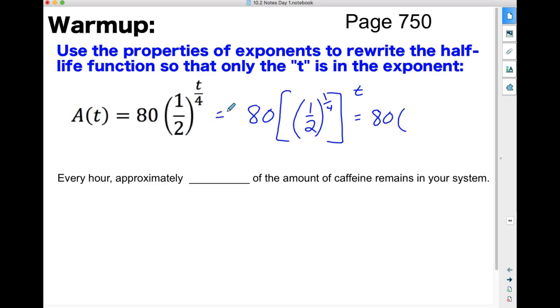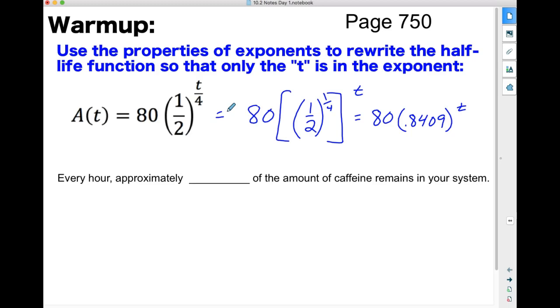Maddie? 0.8409. Did everybody get that? 0.8409. And that's going to be to the t power.